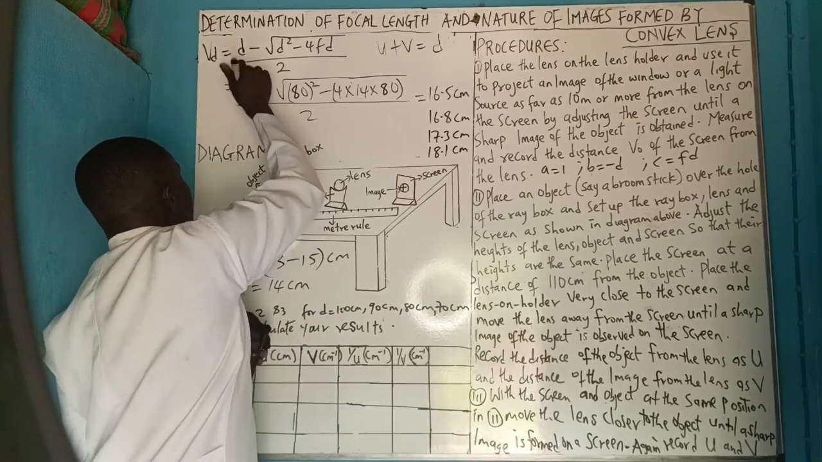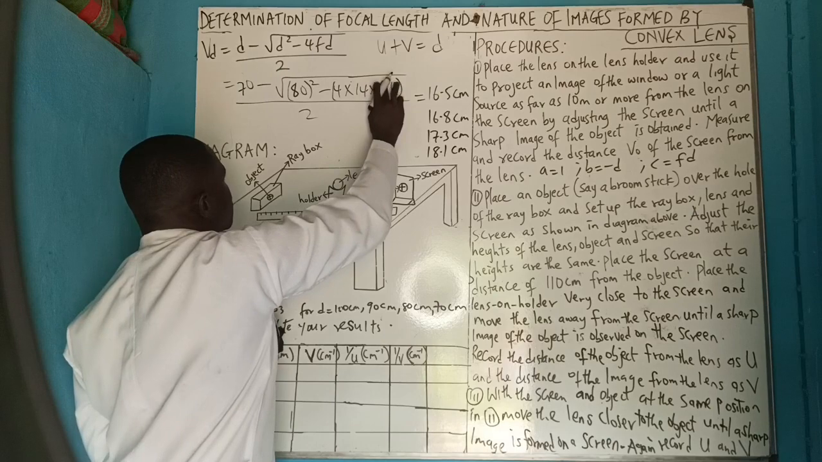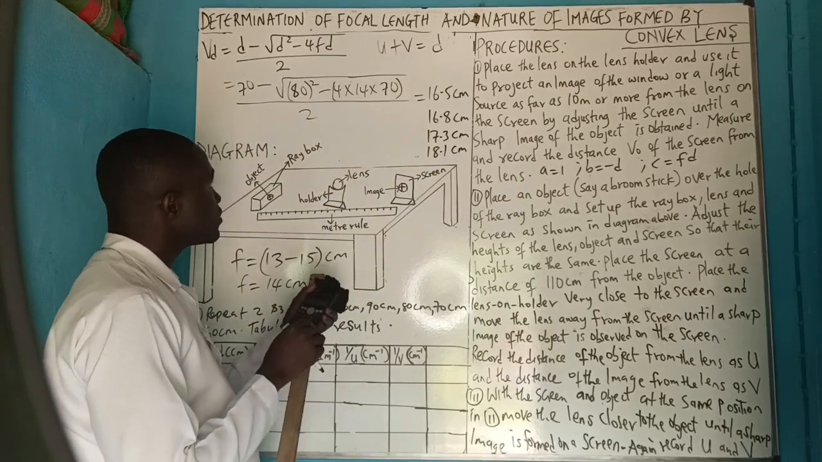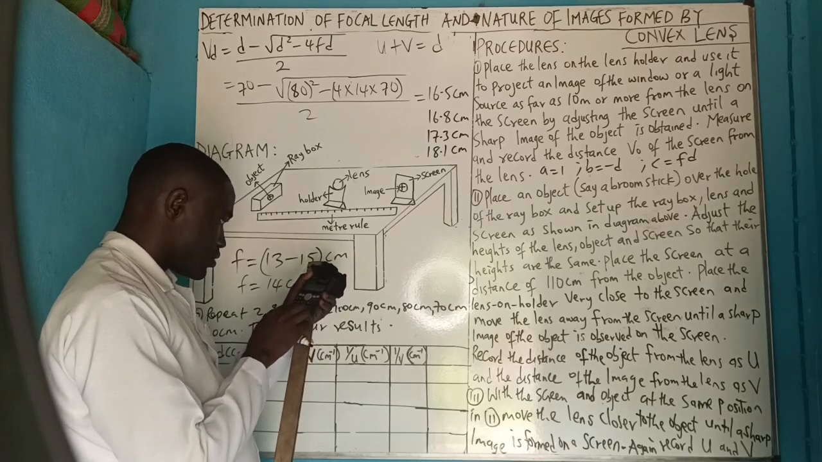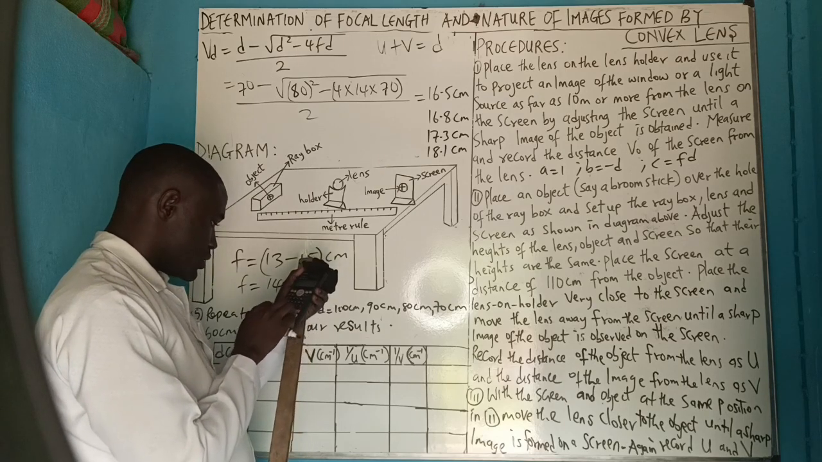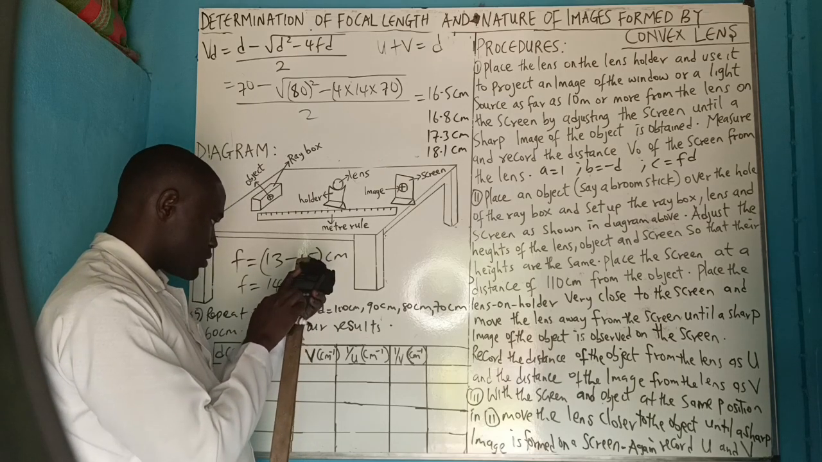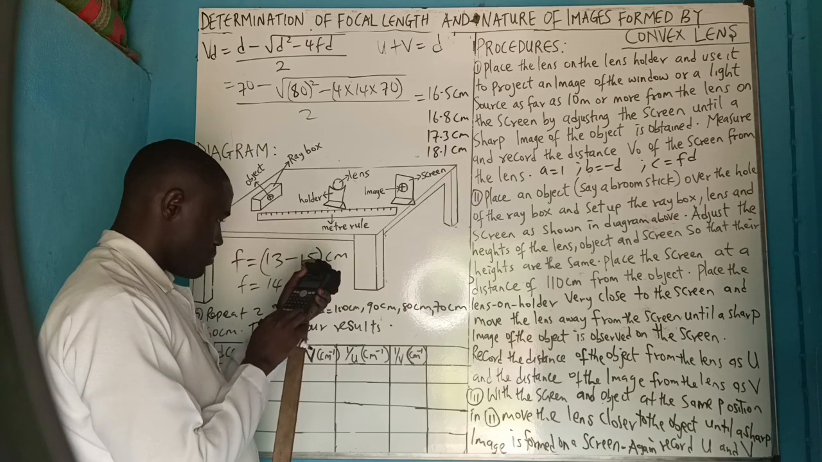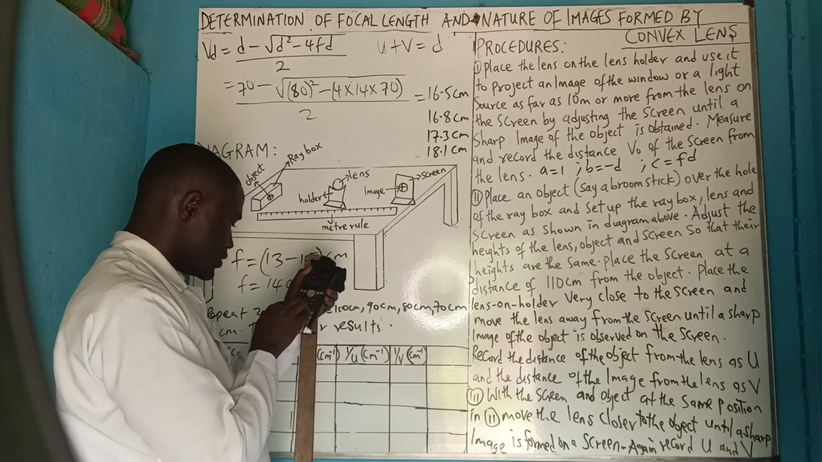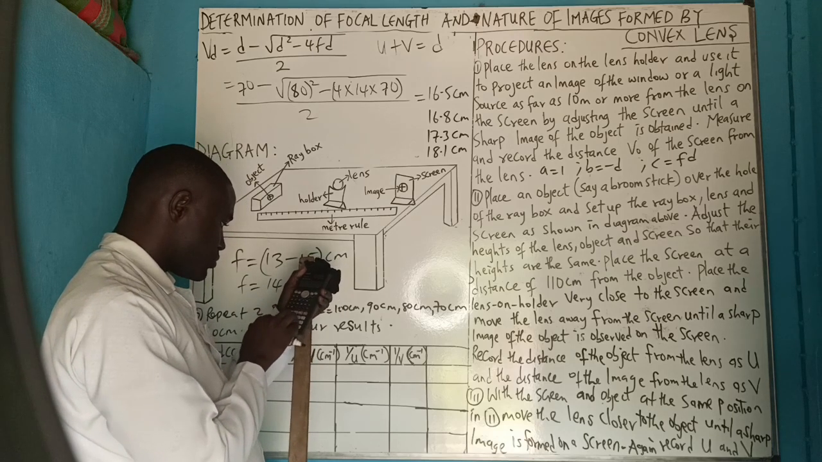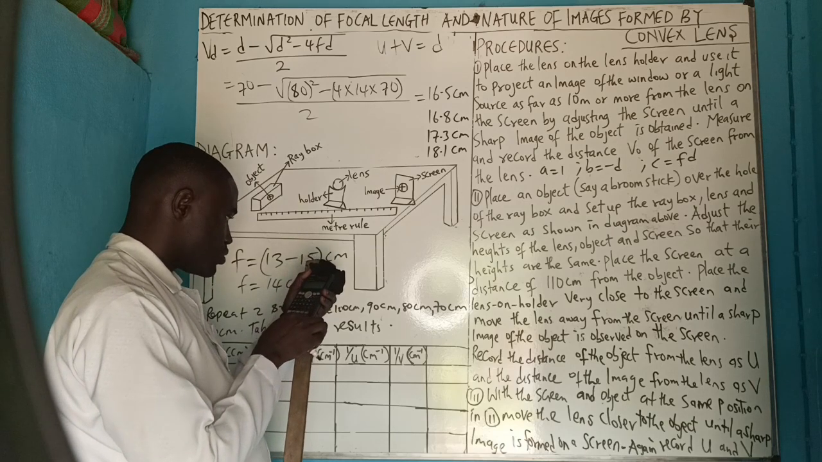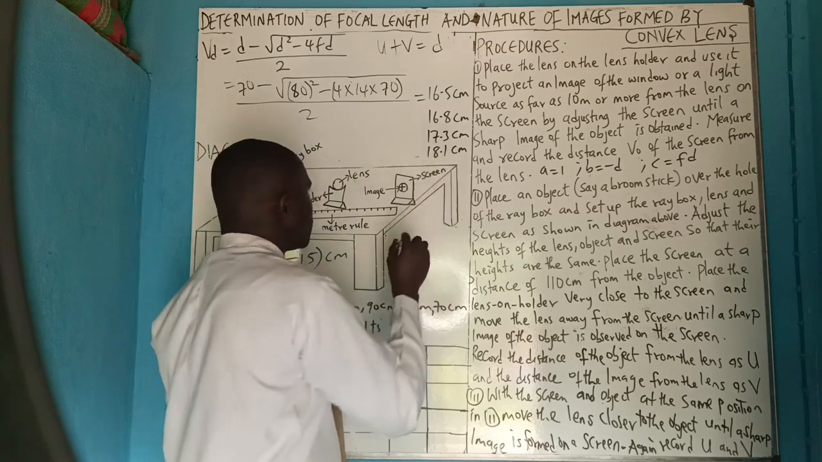Change here to what? 70. We change it to 70. We say 70 minus square root bracket 70 squared minus bracket 4 times 14 times 70 divided by 2. We have 19.4.